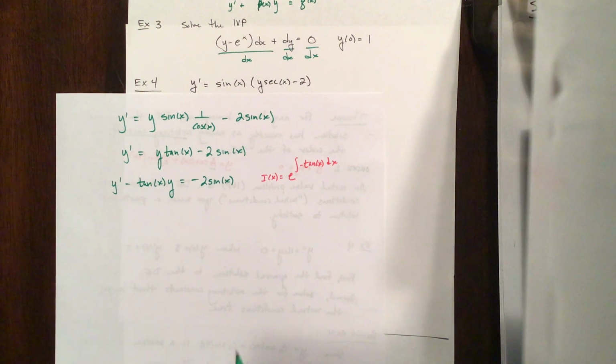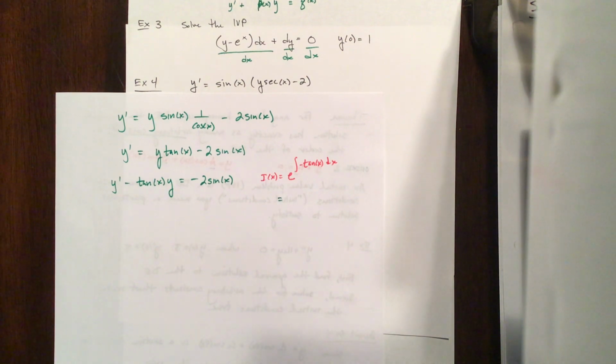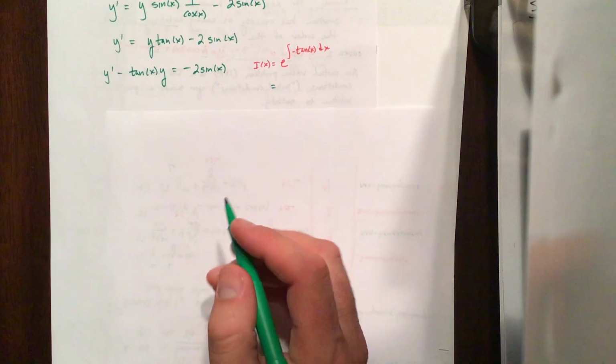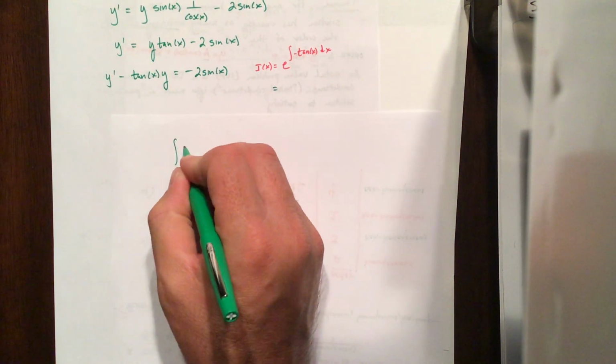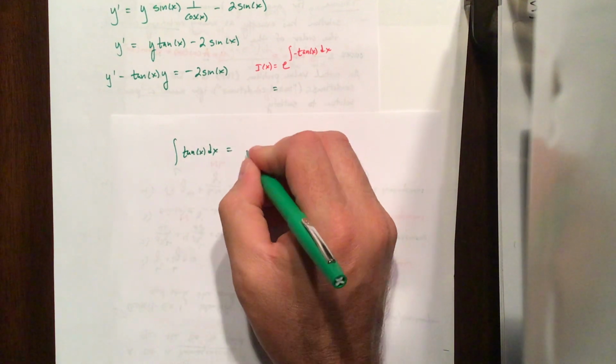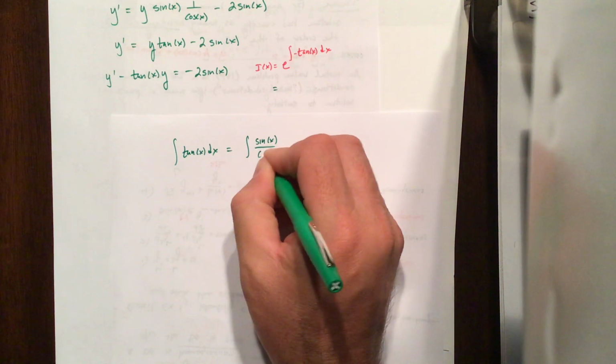Okay, so what's the integral of tangent? I might need scratch paper. The integral of tangent x is the integral of sine x over cosine x.